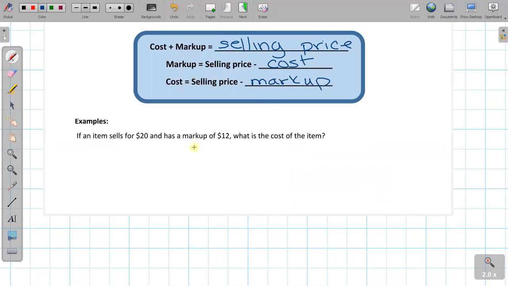So let's look at an example. If an item sells for $20 and has a markup of $12, what is the cost of the item? The cost is going to be selling price minus the markup. So your selling price is $20. And your markup is $12. So we're going to subtract the two. 20 minus 12 gives us $8 of our cost.